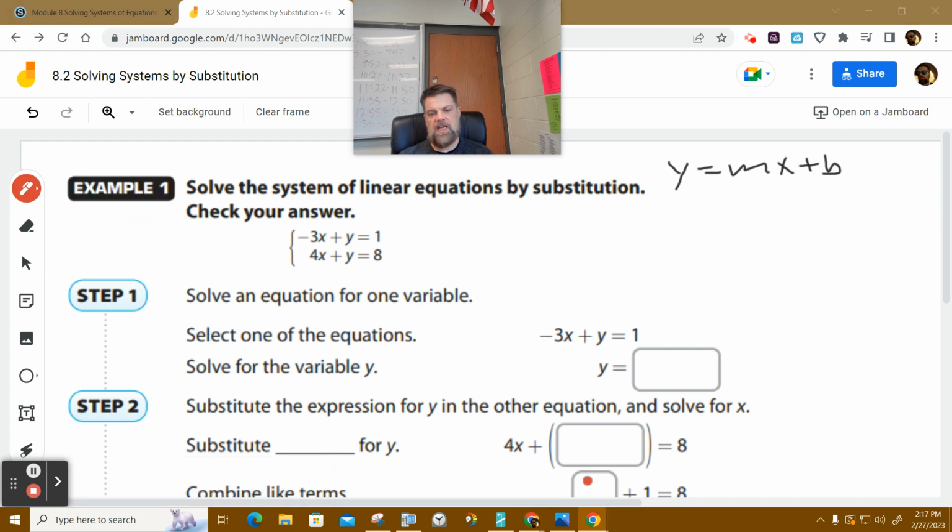Well, I'm just going to add 3x to both sides. So if I add 3x to both sides, I get y equals 3x plus 1. So that's just this equation, equation 1. And with a little bit of algebra, I made that first equation equal y. Now, you don't always have to solve for y. Sometimes you could solve for x.